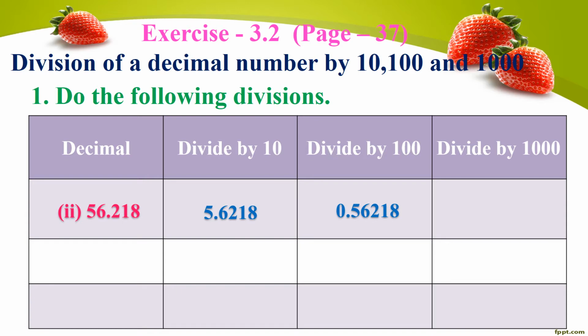But there are only 2 digits. So we have to add a 0 before 5 and we have to shift the decimal point 3 steps. On doing so, we get 0.056218 as the result. Next sum.